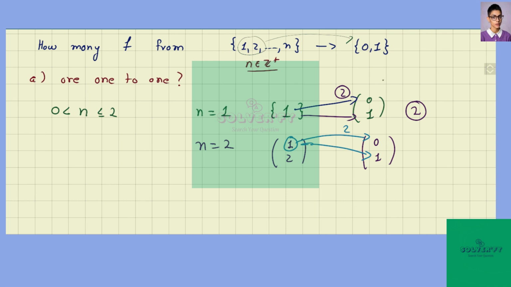If we assign 1 to 0, then the 2 is immediately assigned to 1. And if we assign the 1 the value of 1, then 0 is immediately assigned to 2, so the 2 is assigned the value of 0. So we have only two possibilities here as well. We sum them and we have 4 possible functions that are 1 to 1.